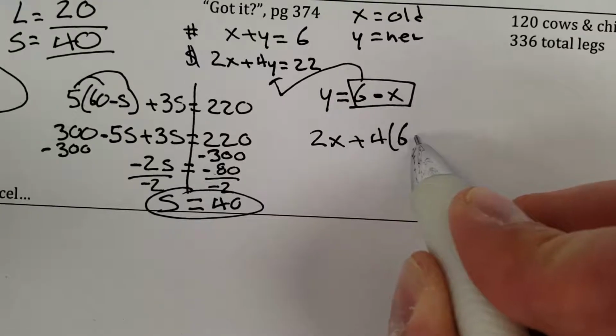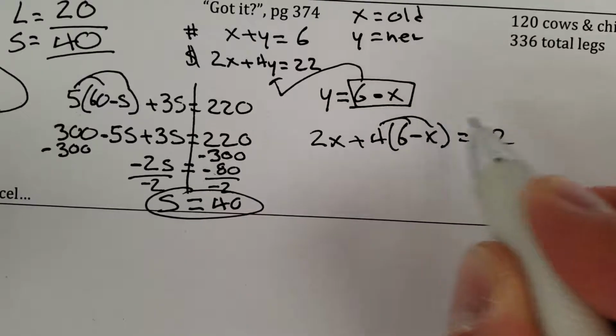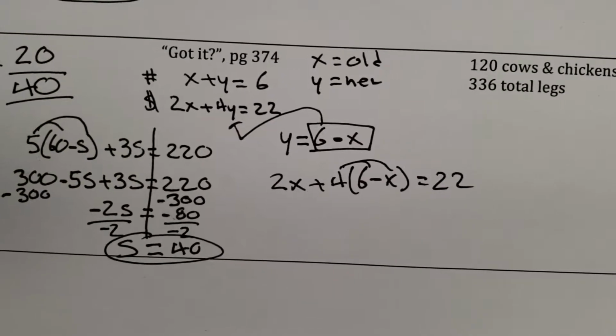4 times (6 minus x) equals 22. Distribute, distribute. One step, two step, I'm pretty sure you can find the answers to that one. I'm just going to set that one up for you, and then I'll leave that one alone. Okay, basically the exact same thing.